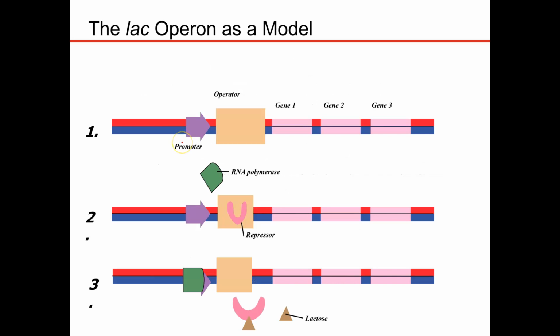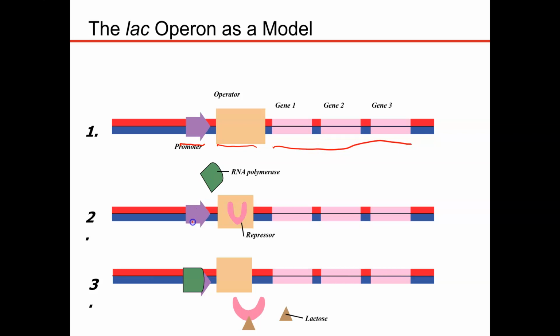So here we have the lac operon model. We have a promoter site. This is where RNA polymerase binds. The operator site, this is where the repressor protein sits. And then this is the structural gene region, okay?